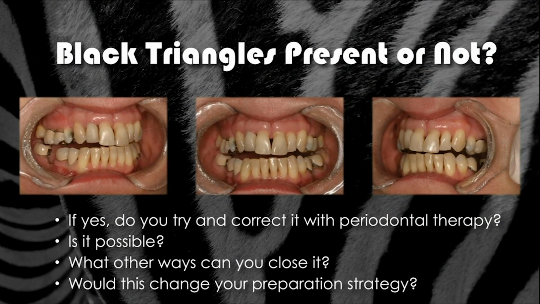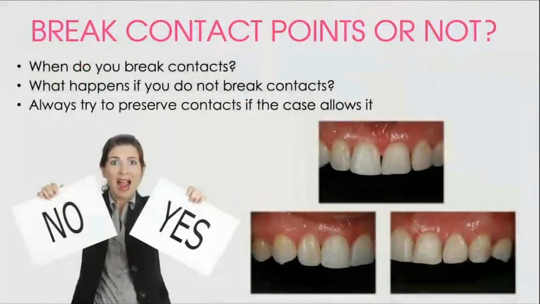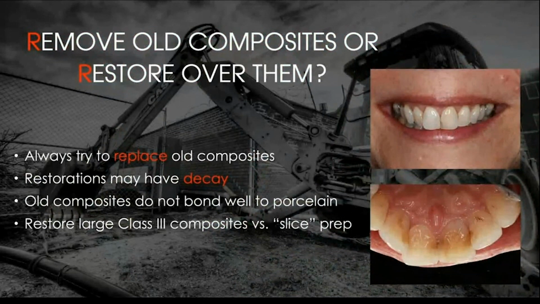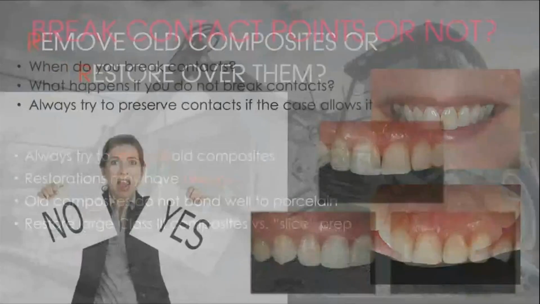When I look at old composite, do I remove them? Let me step back a bit. Old composites, do I remove them or restore over them? So always try to replace old composites. Restorations may have decay under them, and you don't know that. Old composites do not bond well to porcelain as well as fresh composite. And as much as possible, I want to restore large class 3 composites versus doing a slice prep or a wrap preparation, because I would try to preserve tooth structure as much as I can.